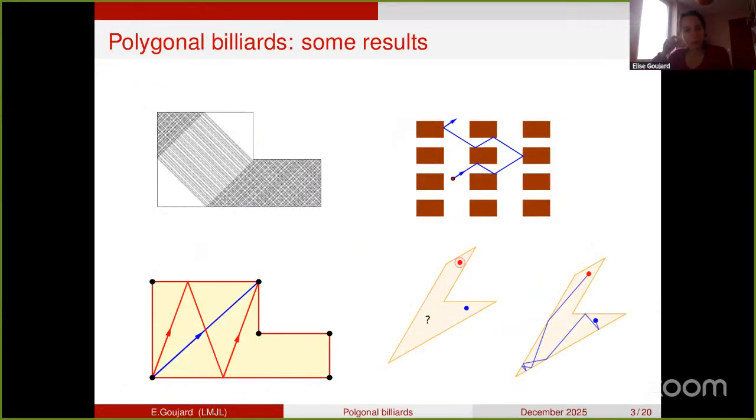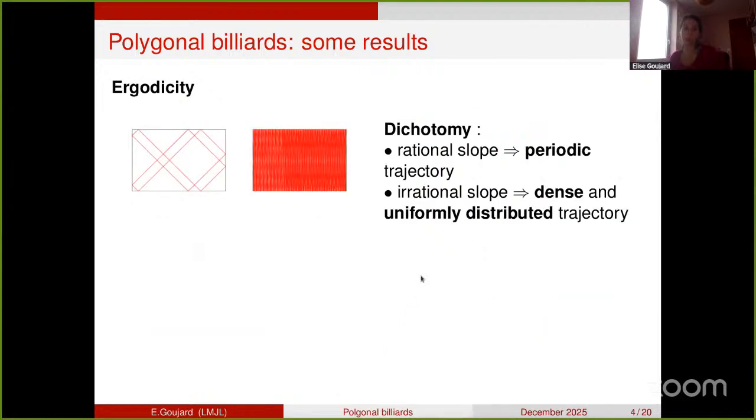So I chose to present you 4 results about this family of billiards that I like. This is just my personal choice. There is a lot more, but these are 4 results that I find interesting. And they will be summarized by these 4 pictures. So let's begin with some result about ergodicity. Of course, this is a classical question to ask when you look at a dynamical system.